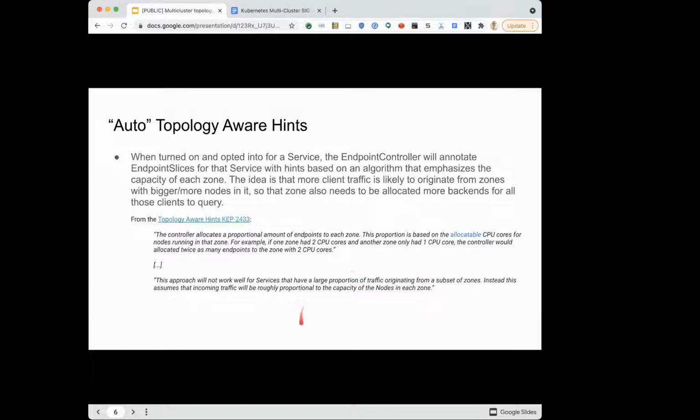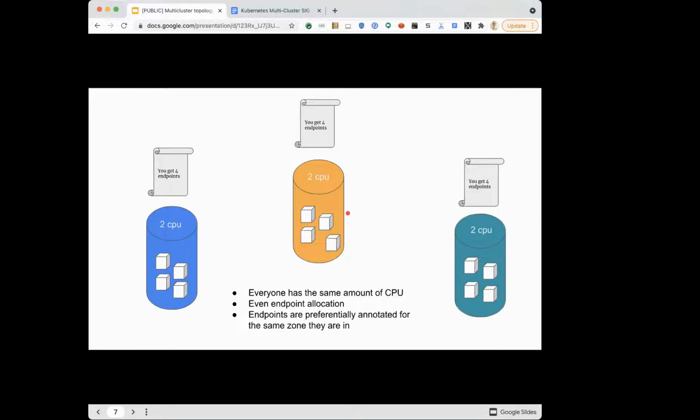So there's some actual words down here from the KEP, which I've also turned into some diagrams. I'm just going to show those diagrams here really quick so we can all be on the same page. So in general here, if we have this blue zone, this orange zone, and turquoise, teal, maybe teal, greenish zone, if they all have the same amount of CPU, like this is 2 CPUs, 2 CPUs, 2 CPUs, from the perspective of the auto algorithm, these are all equally likely to originate client traffic that might want to go to one of these backends. So each zone, the teal zone, the orange zone, and the blue zone, gets equivalent numbers of backends annotated with their zone name.